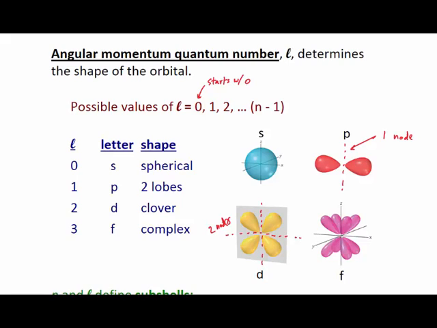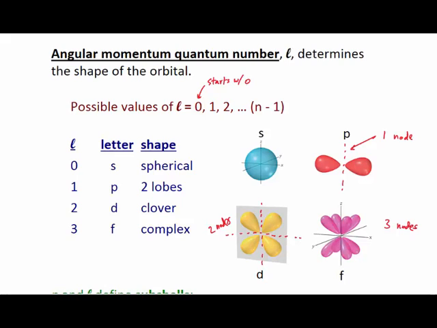If we imagined a node here on the xy plane, a node there on the xz plane, and a node on the yz plane, if we had those 3 nodes, that would define that shape.